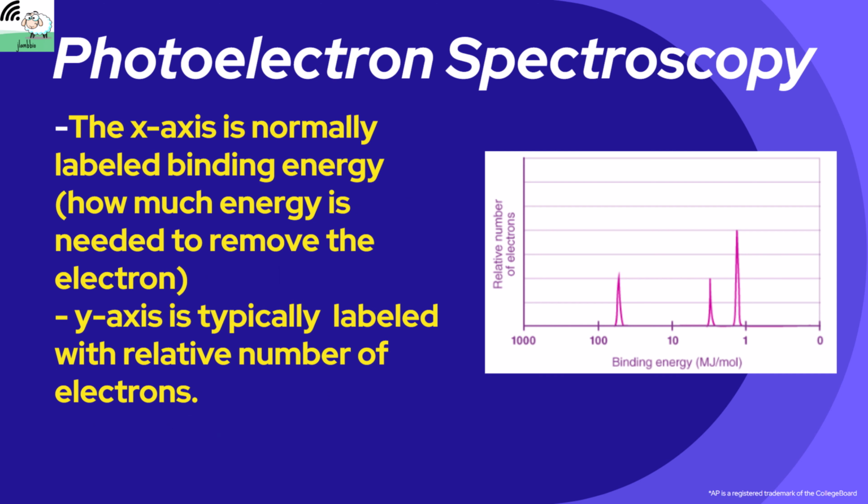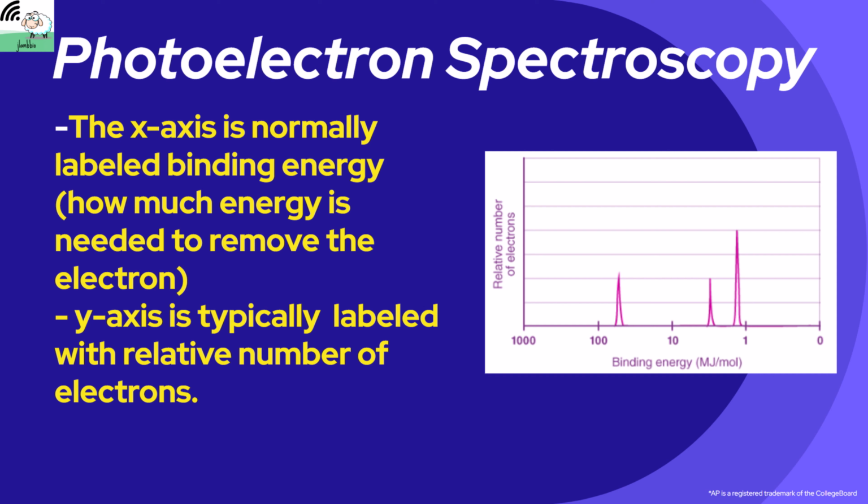So I want you to take a look at the 2 axes that are present here. The x-axis is normally labeled as binding energy, and that's how much energy is essentially needed to remove the electron. It really focuses in on how much it's attracted to the nucleus. But notice that it is a logarithmic scale. So you start off at 1,000, 100, 10, 1, so it gets smaller quite quickly as we get away from the nucleus. And the y-axis is typically labeled with the relative number of electrons that are present.